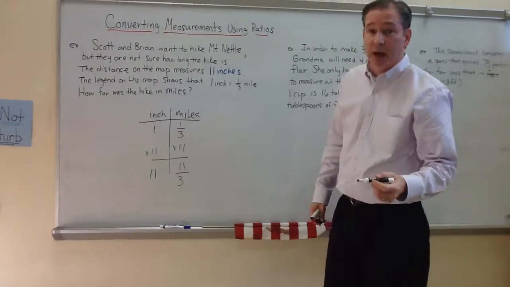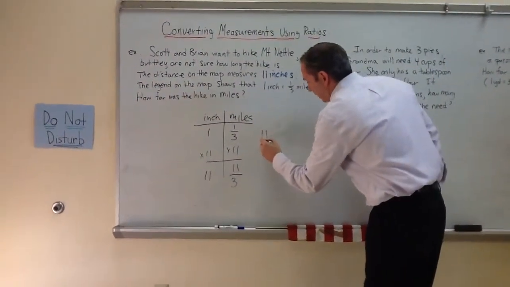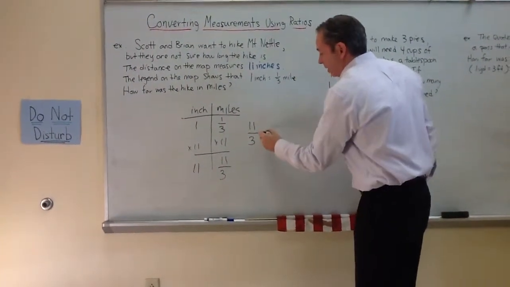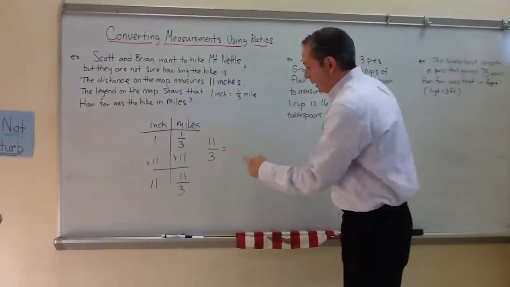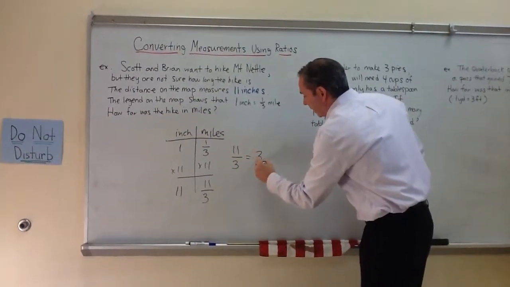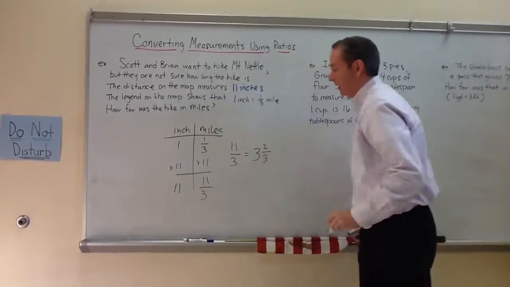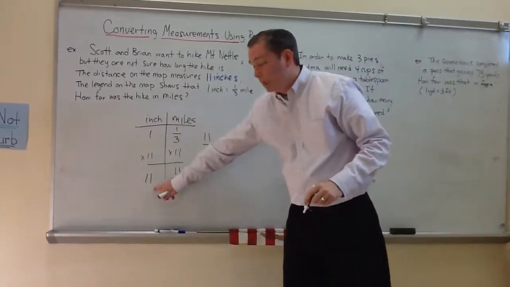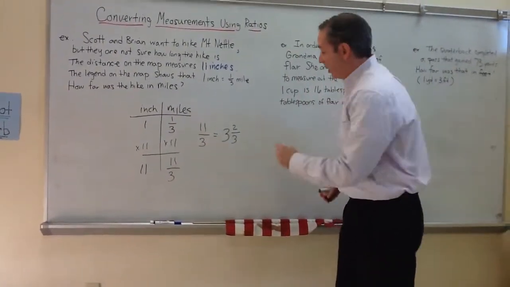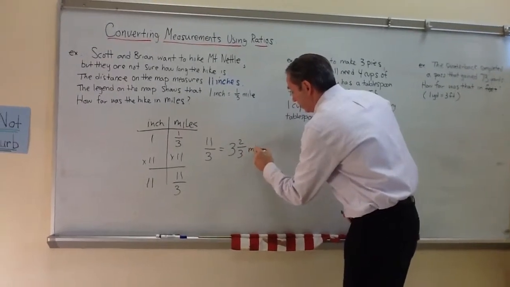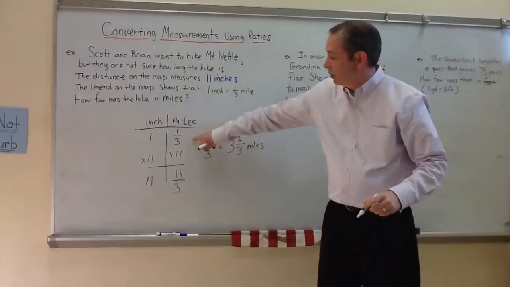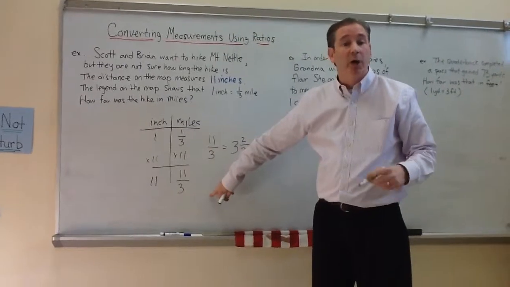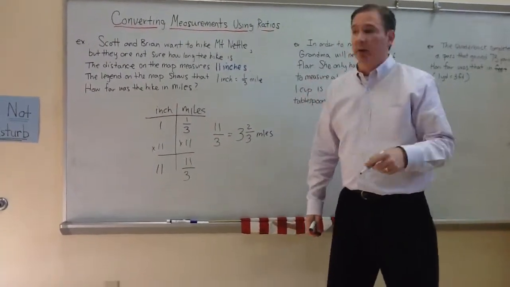Now that's an improper fraction, so we can convert that into a mixed number. 11/3, 3 goes into 11 3 times with 2 left over. So we know that 11 inches on the map is actually 3 2/3 miles. So we used our conversion factor to get to where we wanted to go using a table. Okay, let's try another one.